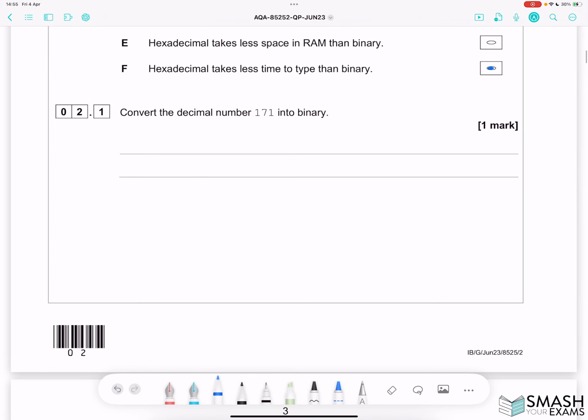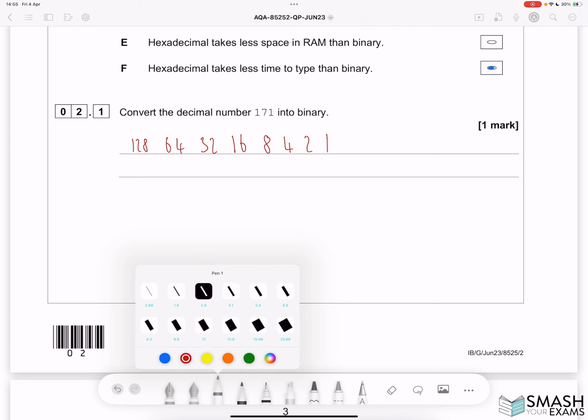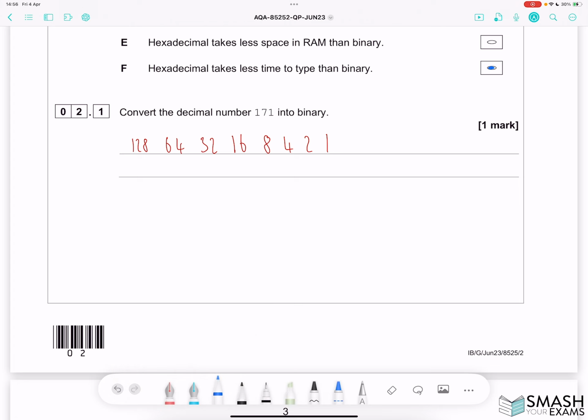Okay, so the next question here says convert the decimal number 171 to binary. Now this is just a 1 mark question. I would always suggest, where possible, to make sure you put the binary weighting line out for yourself. So I would write out 128, 64, 32, 16, 8, 4, 2 and 1. And you could draw it in a table and so on if you wanted to. I won't do that. I'll just see if I can put the number underneath.